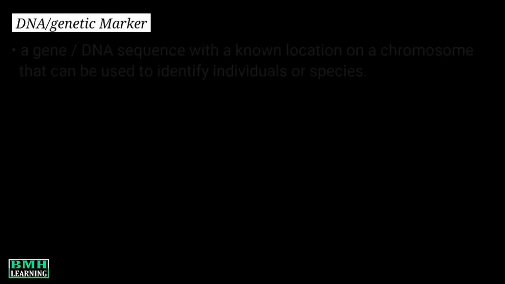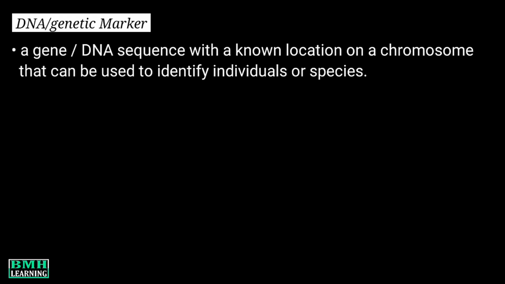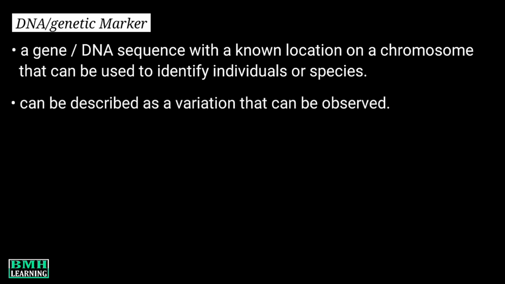In this video, we will talk about codominant and dominant markers. First of all, let's remind what is a DNA or genetic marker. A genetic marker is a gene or DNA sequence with a known location on a chromosome that can be used to identify individuals or species. It can be described as a variation that can be observed.